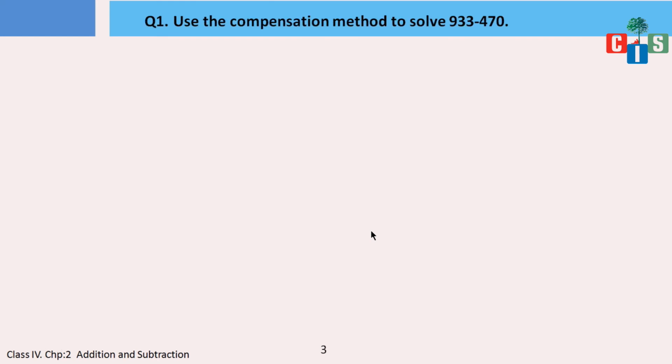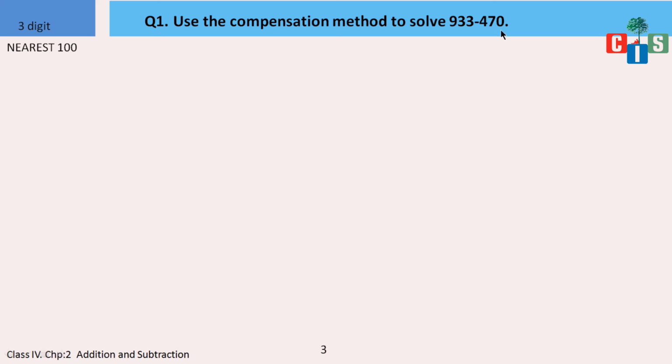Use compensation method to solve 933 minus 470. So it is a 3-digit number, so I'll round it up to the nearest 100. Now the first step we will have is rounding off. The second step we will have is subtraction. The third step we will have is compensation. So which number will we round off? I think 470 will be convenient.